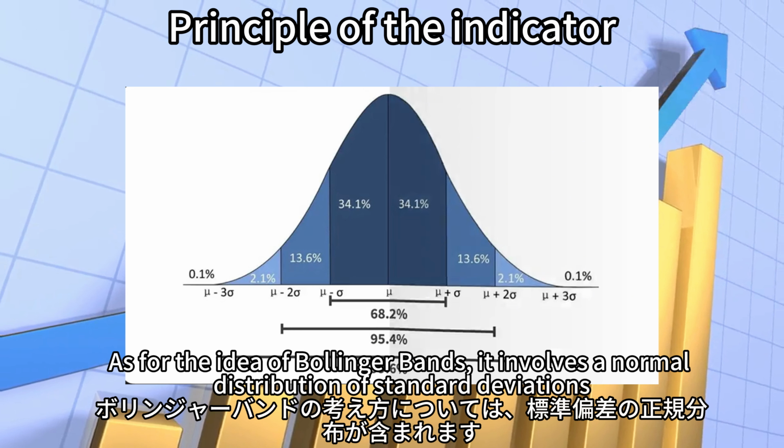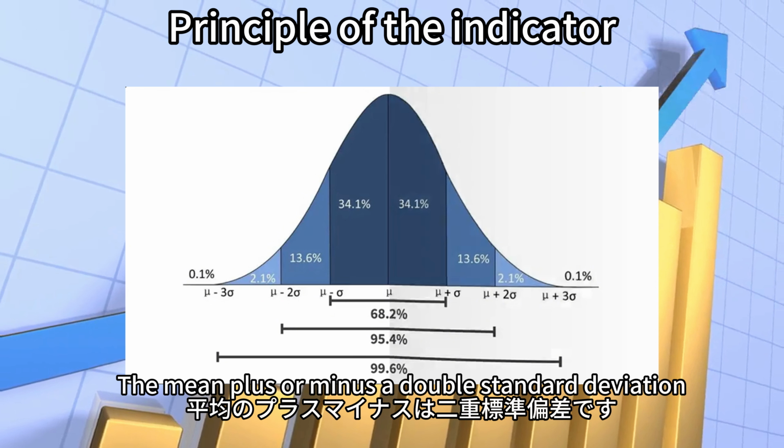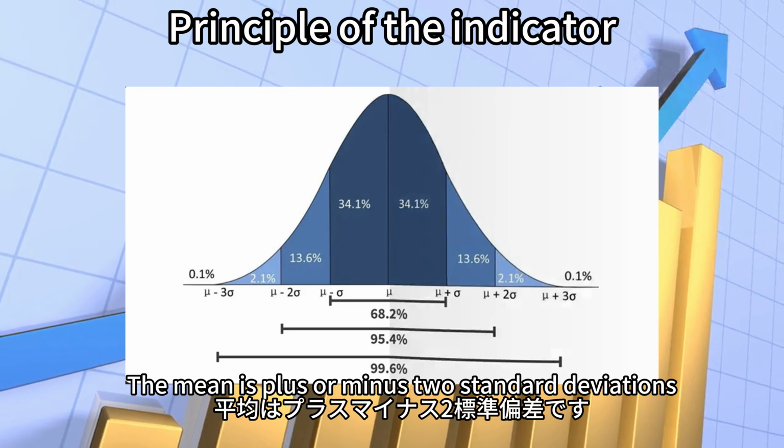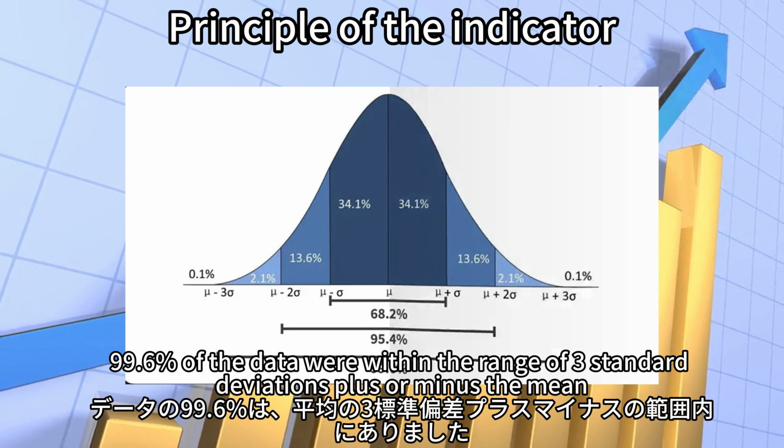As for the idea behind Bollinger Bands, it involves the normal distribution of standard deviations. In a normal distribution, 68.2% of the data is within the range of the mean plus or minus one standard deviation. The proportion of data within the mean plus or minus 2 standard deviations is 95.4%. 99.6% of the data is within the range of 3 standard deviations plus or minus the mean.